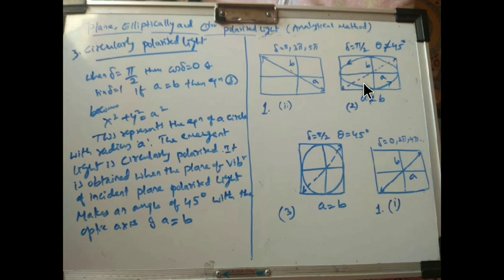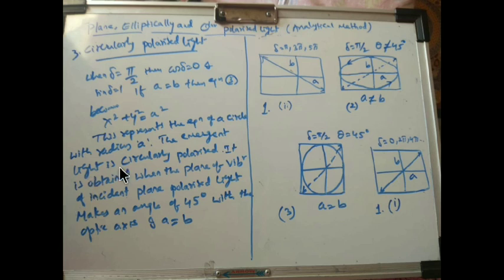And here the angle, we can see that when the plane of vibration of the incident plane polarized light makes an angle other than 45 degrees, meaning theta is not equal to 45 degrees, with the optic axis where a is not equal to b. This is the second case.